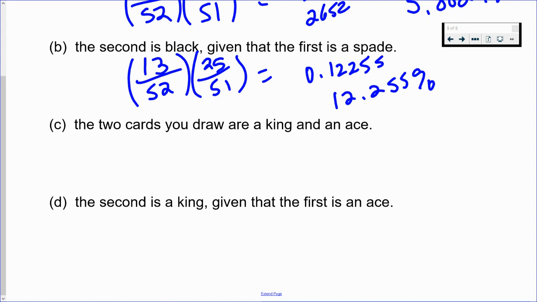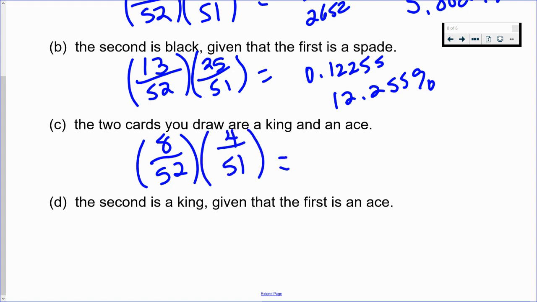They didn't tell us which one we had to draw first, right? They didn't tell us that we drew a specific one first. So out of our possibilities, we have 4 that are a king and 4 that are ace. So what that means is we had 8 possibilities for that first draw, right? Okay. Now we're saying that we drew one of those, okay? No matter which one we drew, that leaves 4 for the other one as a possibility, okay? Out of the 51.